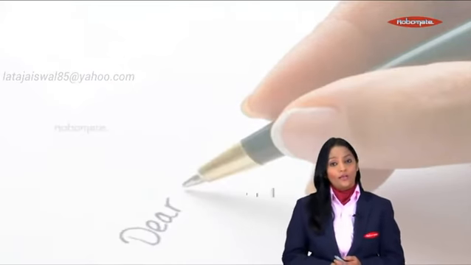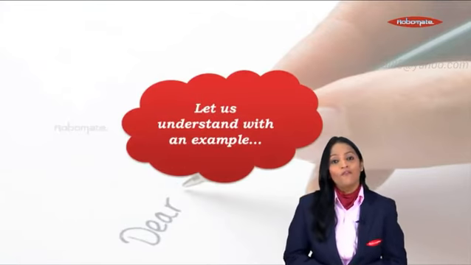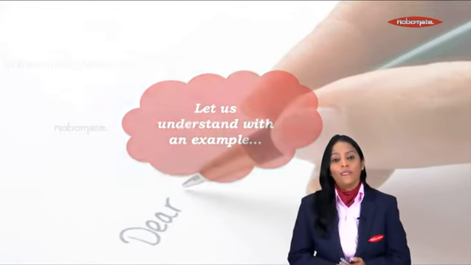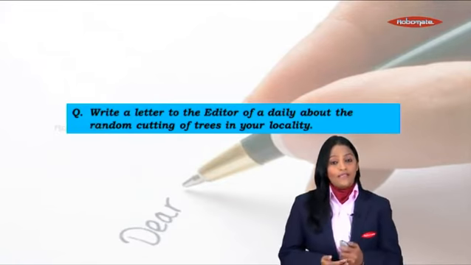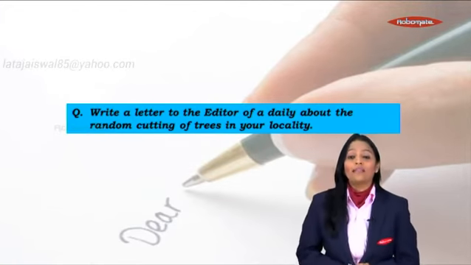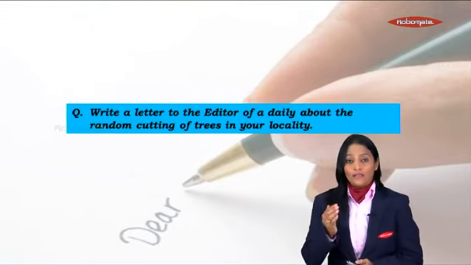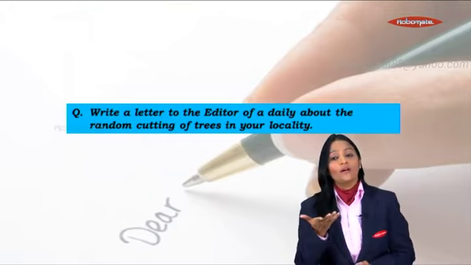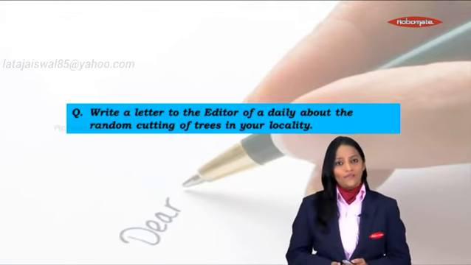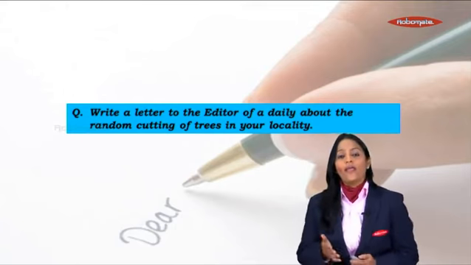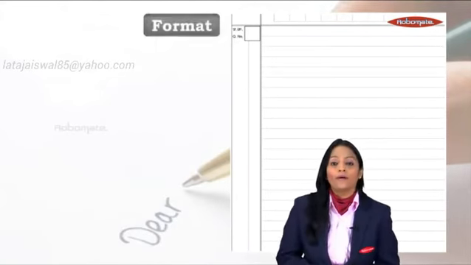So, let us take a look at a sample letter under this category, formal letters. Okay, so let's start, students. Write a letter to the editor of a daily about the random cutting of trees in your locality. Now, you understand here that when it's written to the editor, look at the reason, cutting of trees, that means there's a complaint that is involved over here. You want it to stop, and therefore you're writing a letter. Let's see. This is going to be your paper.